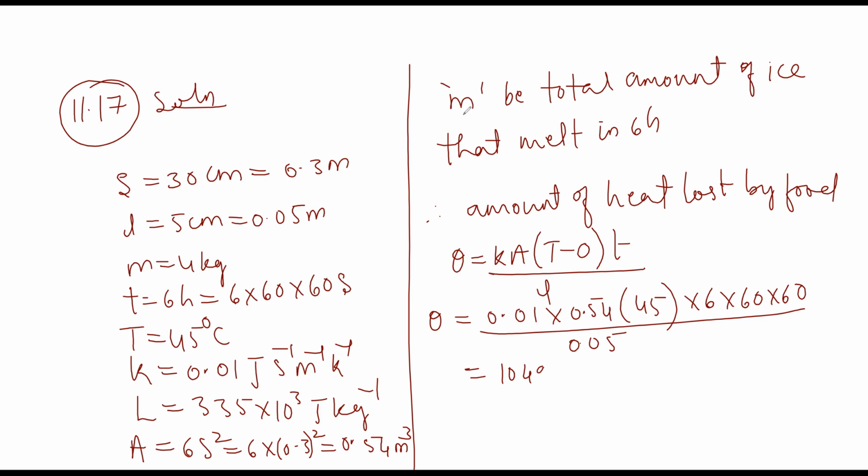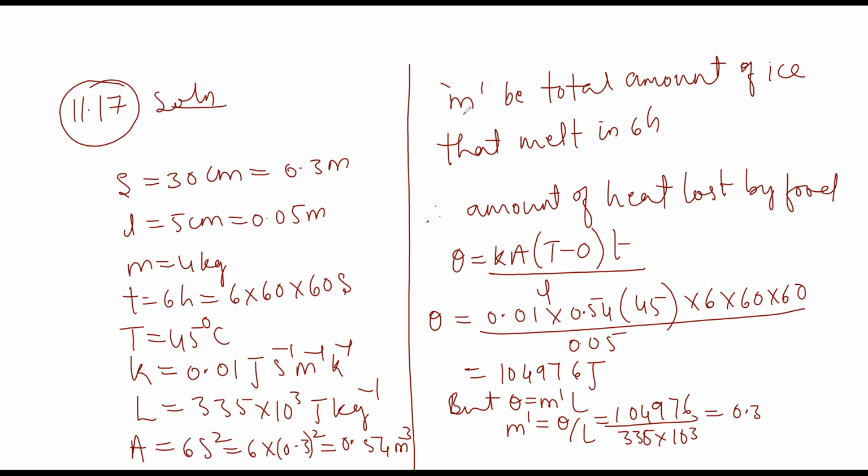After simplification, we got 1,04,976 joules. But we know θ is equal to m dash into L, so we want to calculate m dash. Therefore, θ divided by L. Substitute all the known values. After simplification, we are getting 0.313 kg.